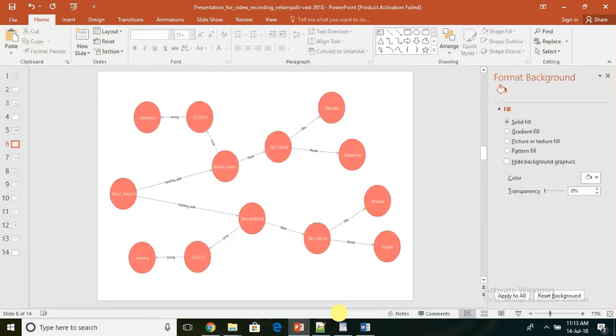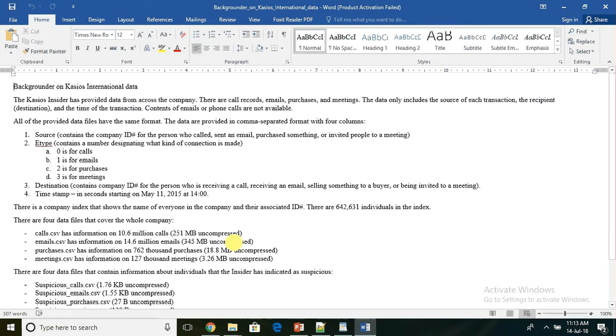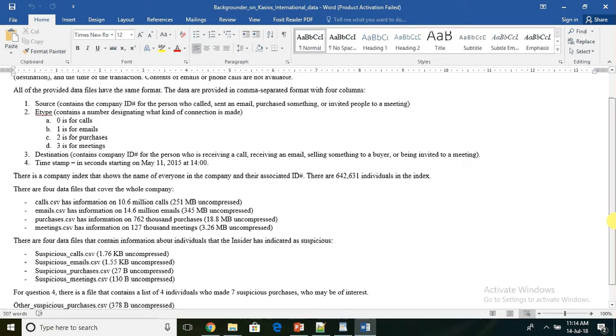In this challenge, we are provided with a data set that contains these files. calls.csv has information on 10.6 million calls, emails.csv has information on 14.6 million emails, whereas purchases.csv has information on 362,000 purchases, and finally meetings.csv has information on 127,000 meetings. Also, we are provided information about suspicious emails, calls, purchases as well as meetings.